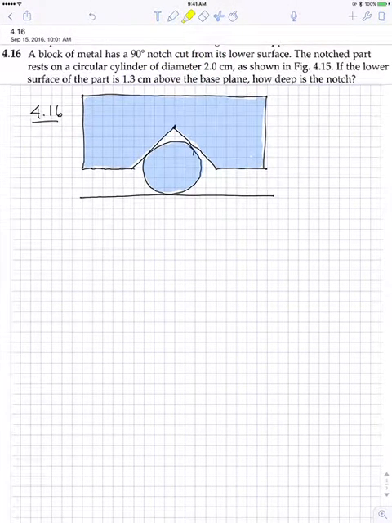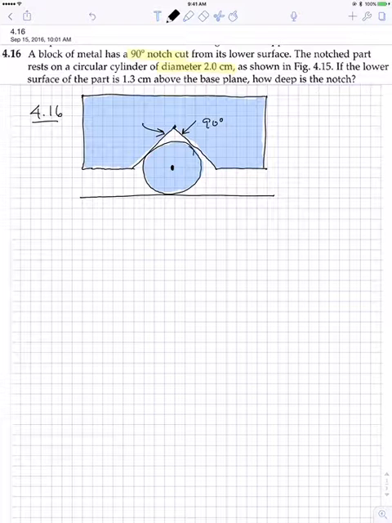We know that we have a notch cut in metal that's 90 degrees. So the angle that this makes is 90 degrees. We also know that there's a cylinder. This is a cross section of the cylinder. It has a diameter of 2 centimeters, so that would make this have a radius of 1 centimeter.